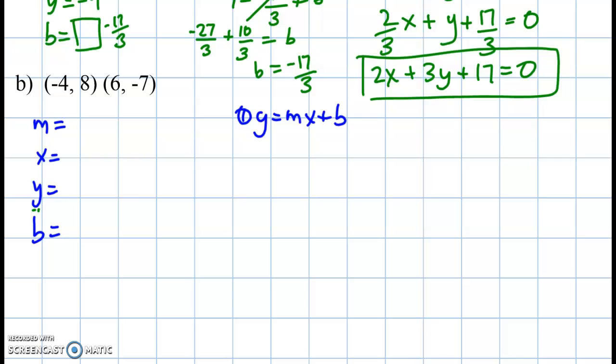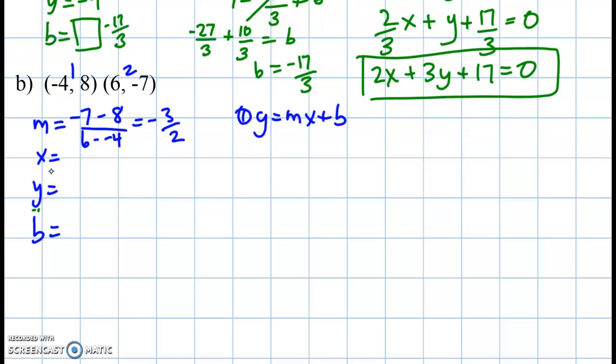Okay, B is the next difficulty level because it doesn't tell you the m. It gives you 2 points. You need to use the equation to find m. So let's make this point 2, this point 1. The y of point 2, subtract the y of point 1, over the x of point 2, subtract the x of point 1. Okay, and so then your m is, once you reduce it, -3/2.